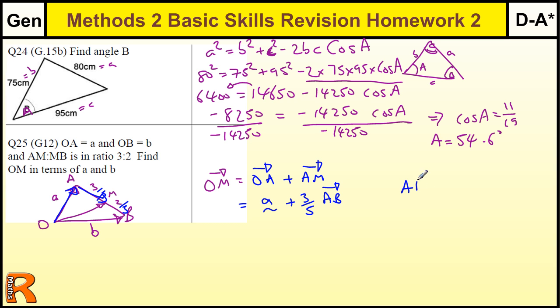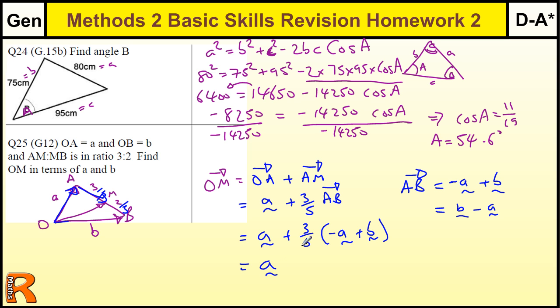Now AB, I'll do it separately, is going from A to B. I can only use A and B, so I've got to go down this line and across here. Going down this line is the opposite way of A, which is minus A, and then along this line would be plus B. Now that could be written as B minus A, it's a bit neater to write as B minus A. So I want 3/5 of that. So I've got A plus 3/5 of, I'm going to put minus A plus B.